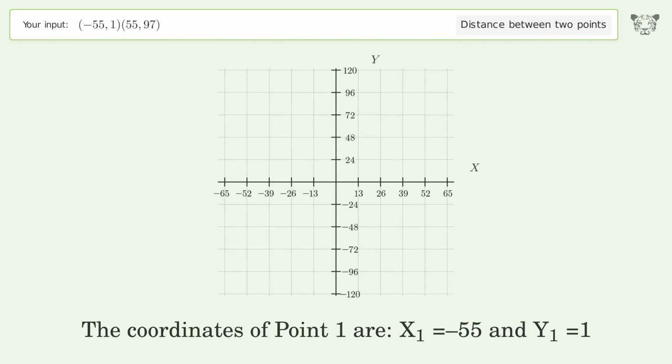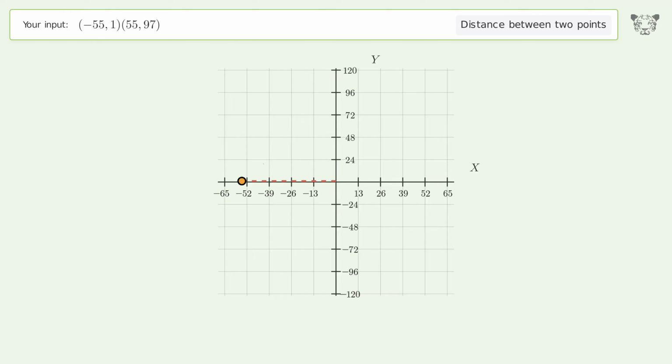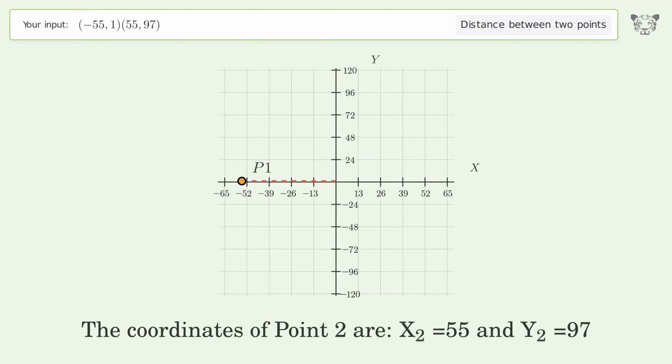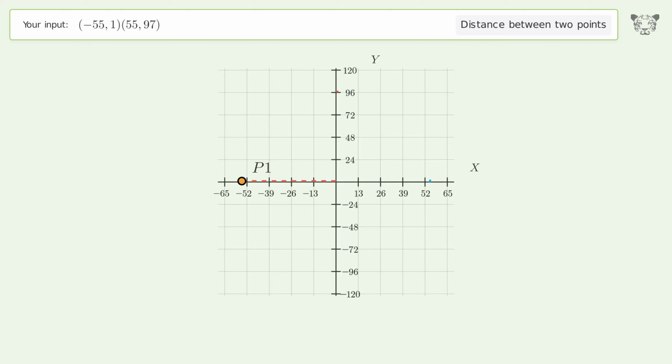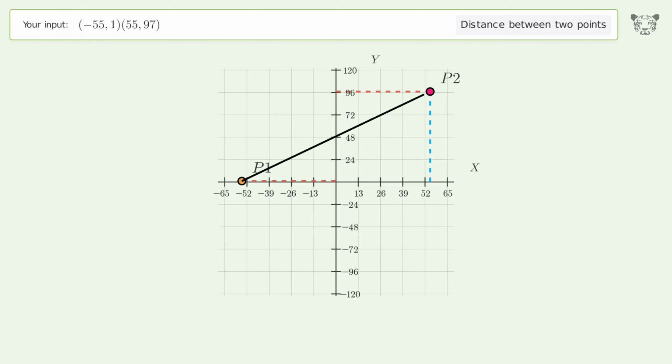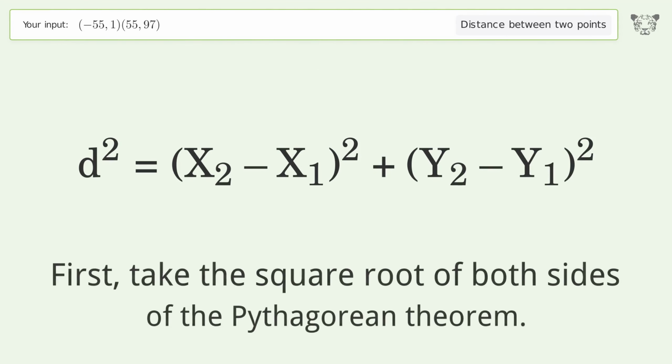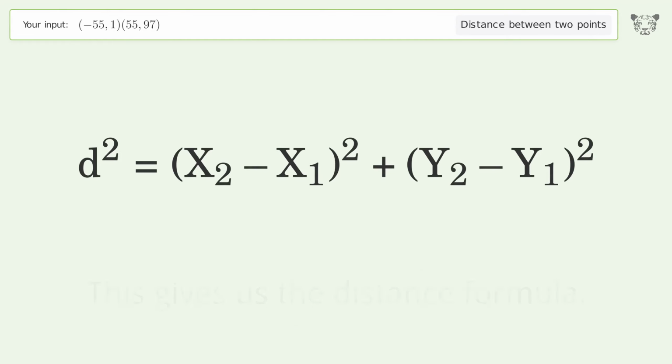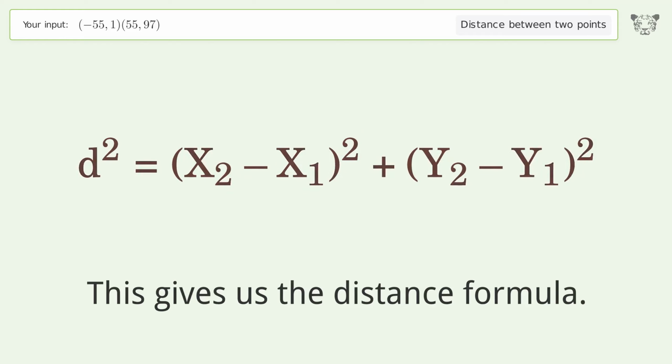The coordinates of point 1 are x1 equals -55 and y1 equals 1. The coordinates of point 2 are x2 equals 55 and y2 equals 97. D is the distance between the 2 points. First, take the square root of both sides of the Pythagorean theorem. This gives us the distance formula.